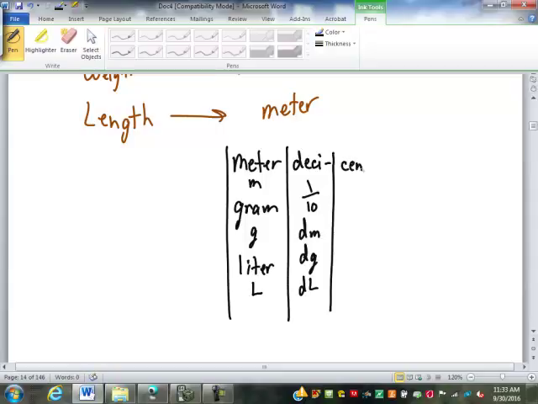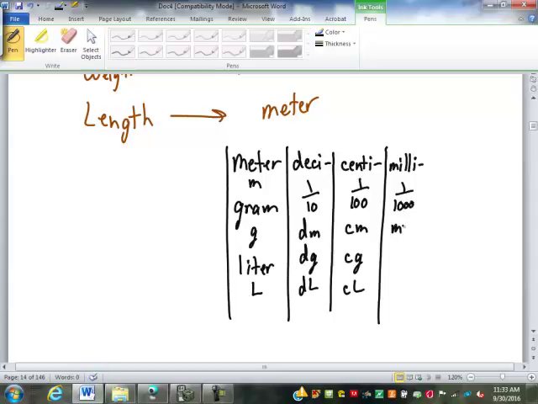The prefix centi is 1/100th. That's abbreviated with a small c, so cm is centimeter, 1/100th of a meter. Cg is a centigram, 1/100th of a gram. And of course, cL is 1/100th of a liter. Next is milli, which is 1/1,000th. We have the small m, so mm, millimeter, is 1/1,000th of a meter. Mg is 1/1,000th of a gram, a milligram. And mL is 1/1,000th of a liter, milliliter.